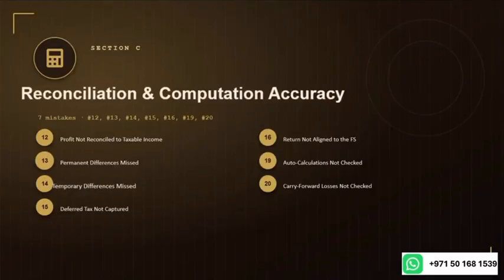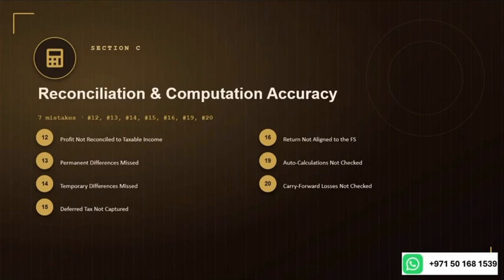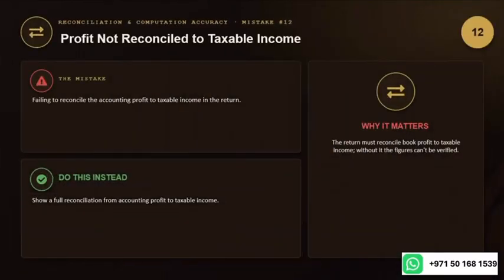Section C addresses 7 mistakes in reconciliation and computation accuracy, including profit reconciliation and checking auto calculations. Failing to reconcile profit to taxable income can lead to unverifiable figures. Ensure full reconciliation for accuracy.